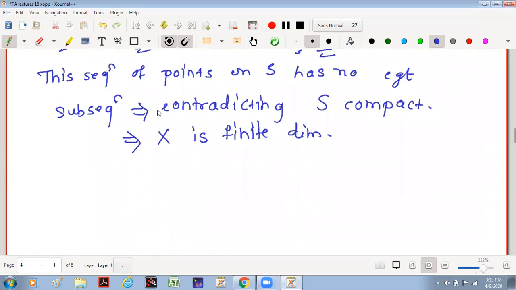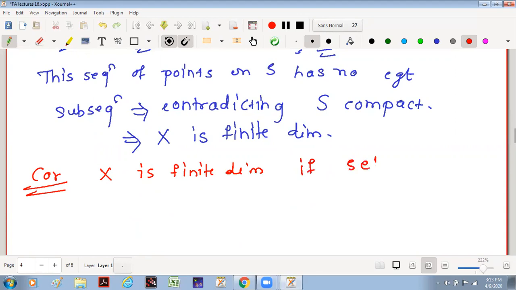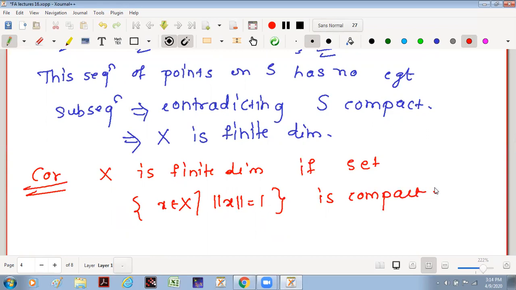There is one small corollary here on Riesz theorem. I'll just write the corollary. The corollary says that X is finite dimensional if the set S = {x in X : norm of x = 1} is compact. This was obviously true by the statement we have proved just now.